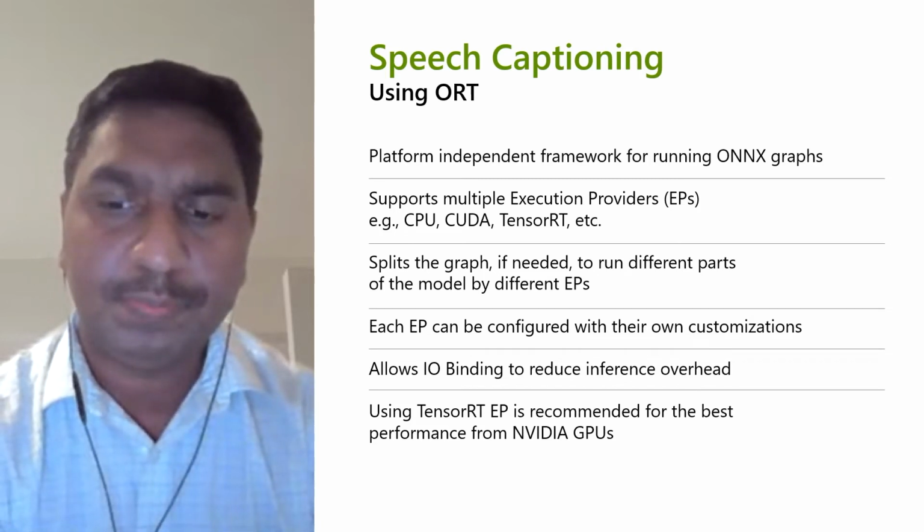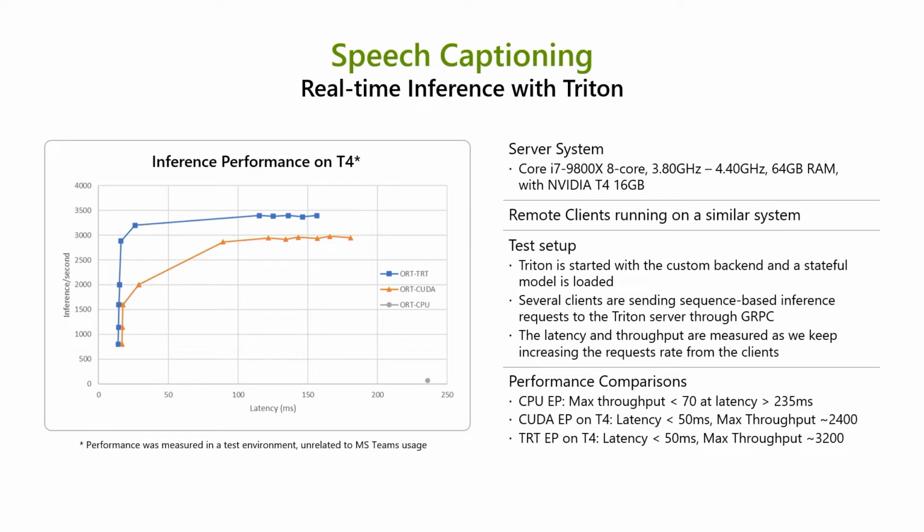In this slide, I'm showing some sample performance with real-time inferencing with Triton, where the server is running on a system with an 8-core CPU and a T4 GPU, and the clients are sending inference requests from a remote system to the server through the gRPC interface. The server is started with the custom backend, the stateful backend, and a stateful model is loaded. The latency and throughput are measured as we keep increasing the request rate from the clients.